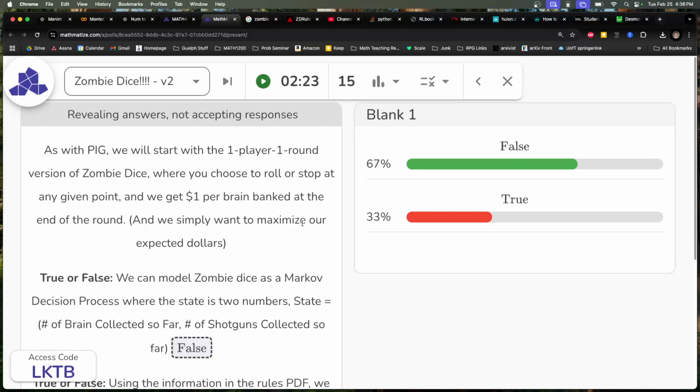So if it was the number of brains collected, the number of shotguns collected, and the colors of the brains you've collected and the shotguns, so exactly like what you see when you look here, that's still not a Markov decision process. Is that what I'm saying?